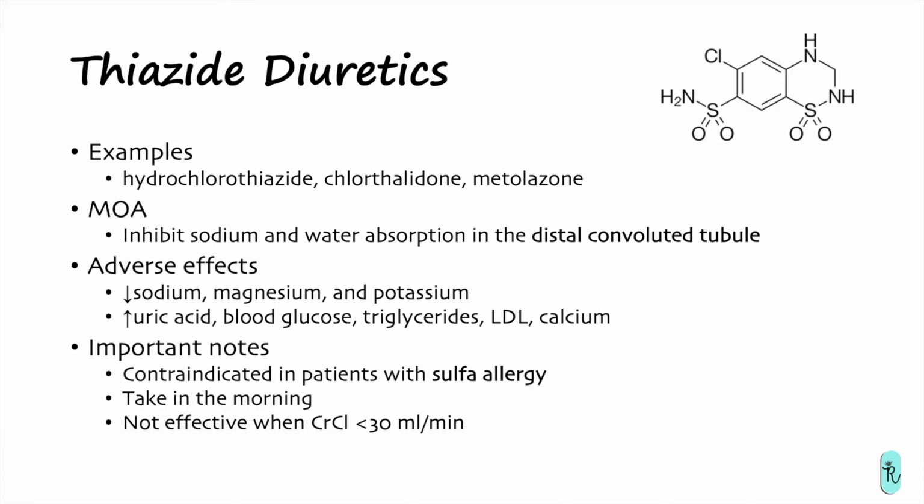Looking at the structure of hydrochlorothiazide, we can see sulfa moieties. Due to this, it is important to not recommend thiazides to patients with sulfa allergies. Because it is a diuretic, we want to encourage patients to take these medicines in the morning rather than later in the day to avoid having to urinate at night. Unlike loop diuretics, thiazides are ineffective in patients with severe renal impairment or with a creatinine clearance less than 30.